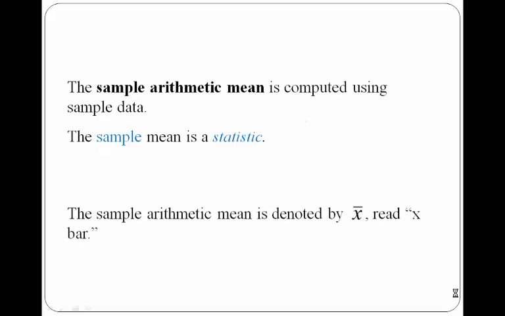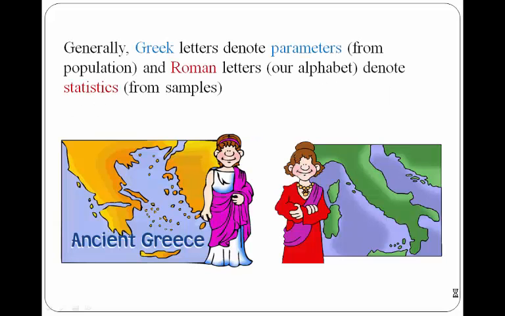The sample arithmetic mean is computed using the sample data. The sample mean is a statistic. Numbers that represent the population are parameters. Numbers that come from a sample are a statistic. The sample arithmetic mean is denoted by x bar, an x with a bar written over it. Generally, Greek letters denote parameters, which would be numbers from the population, and Roman letters, which is what our alphabet is, denote statistics from samples.